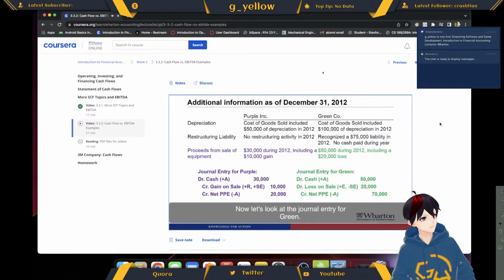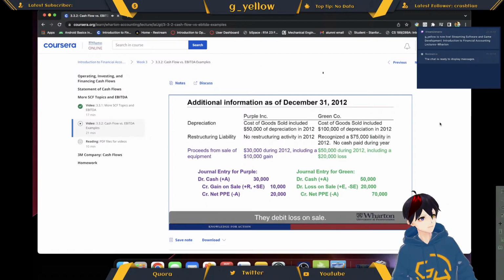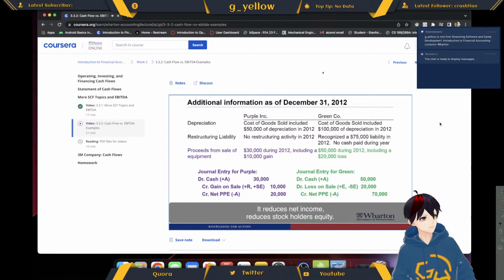Now let's look at the journal entry for Green. They would debit cash for $50,000 because they're receiving $50,000 cash. They debit loss on sale. The loss is just like an expense. It reduces net income, reduces stockholders' equity. So that leaves us with a credit to net property, plant, and equipment. The original book value of the equipment that was sold was $70,000. We only got $50,000 cash, which is why we got a loss of $20,000.